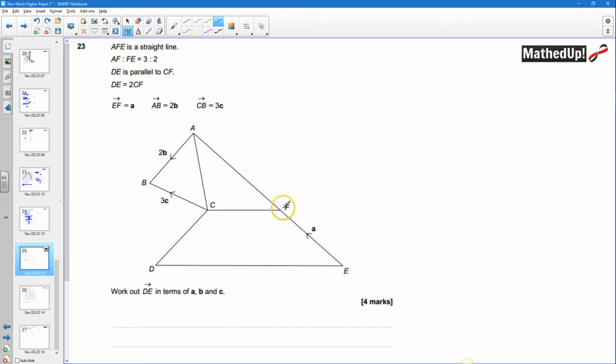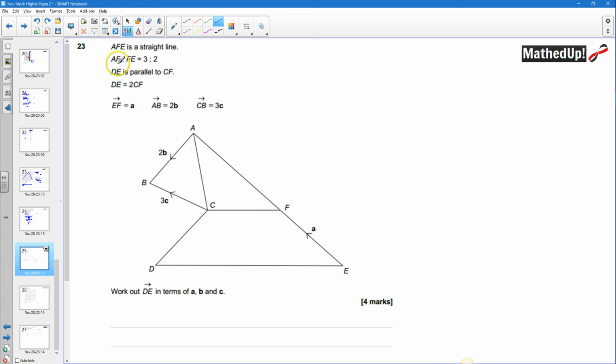Okay, so to work out DE, I think we're going to have to work out what CF is first. If we work out CF, then we know that DE is going to be twice as much as CF. So to work out CF, I need to get from C to F. I can go from C to B, which is 3C, B to A, which is negative 2B, and then A to F, which I don't know at the moment.